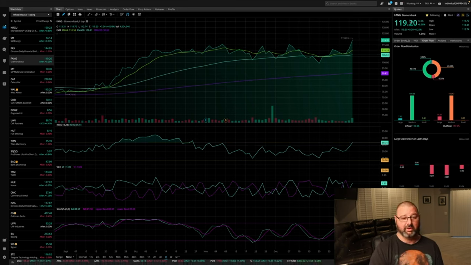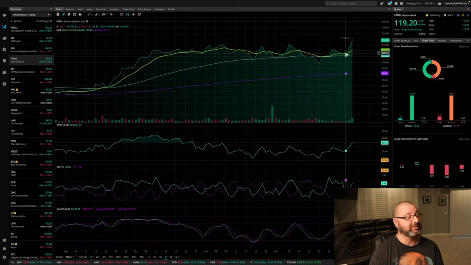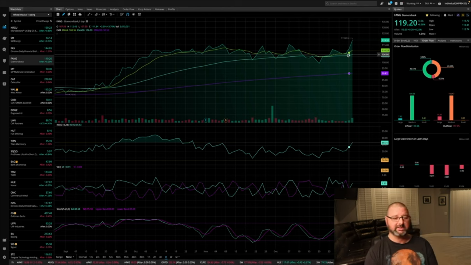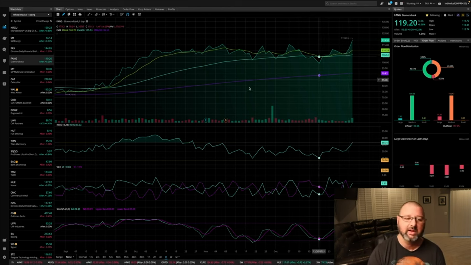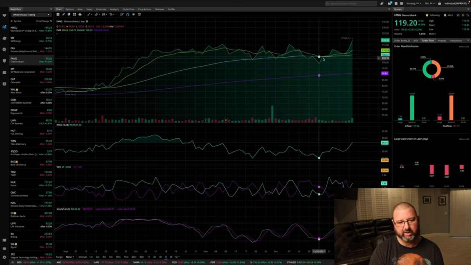That's my rule. The 200 has to be below, the 50 has to be below, the 9 has to be below, and it's best when it first comes up through the 9. Sometimes it'll come up and fake you out, and that's why you have a stop. Very low risk, high reward. But this is showing that you're in an overall uptrend.